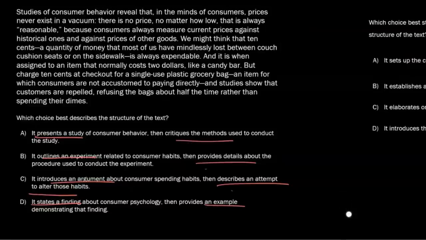"Studies of consumer behavior reveal that in the minds of consumers, prices never exist in a vacuum. There is no price, no matter how low, that is always reasonable, because consumers always measure current prices versus historical ones, and against prices of other goods. We might think that 10 cents, which is a quantity of money that most of us have mindlessly lost between couch cushions or on the sidewalk, is always expendable. And it is when assigned to an item that normally costs $2, like a candy bar, but charge 10 cents at checkout for a single-use plastic grocery bag, an item for which consumers are not accustomed to paying directly, and studies show that consumers are repelled, refusing the bags about half the time rather than spending their dimes."